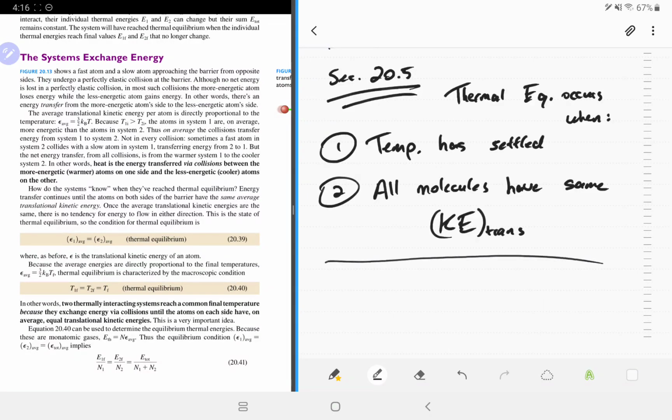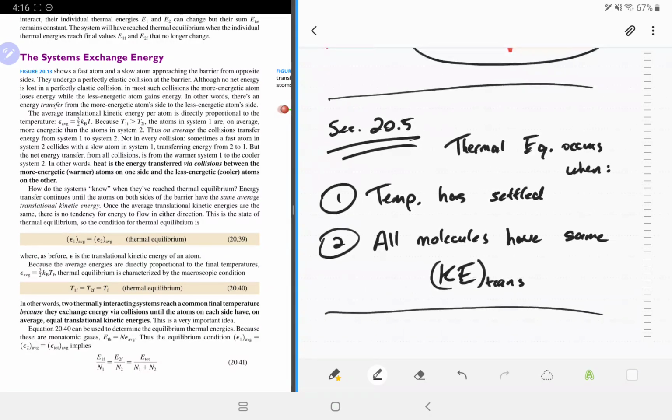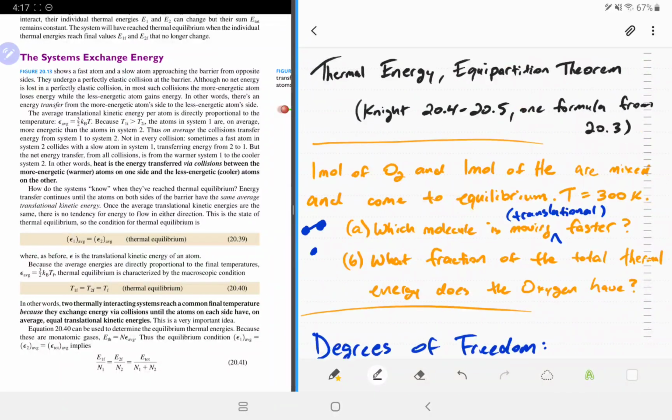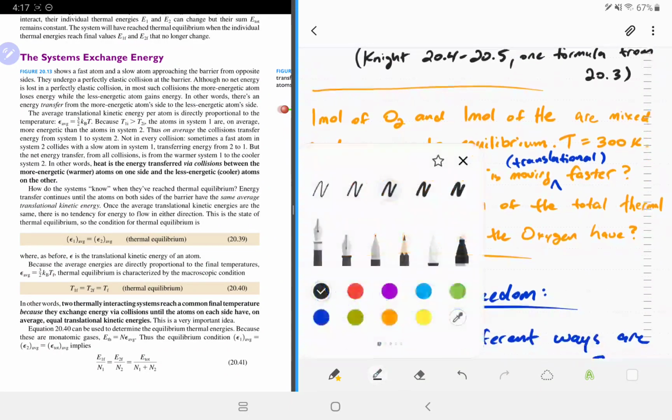So I think the best way to understand what that second thing is saying, though, is through an example. And that's exactly why I want to go over this example right here. So 1 mole of O2 and 1 mole of helium are mixed. Okay, which molecule is moving faster?